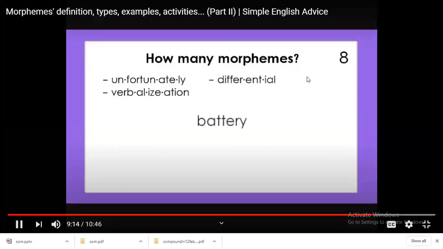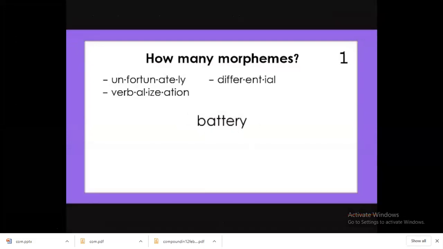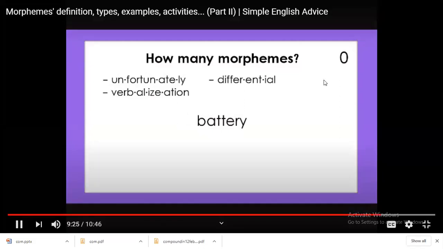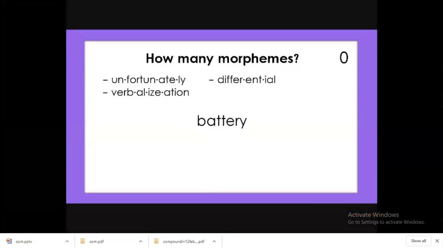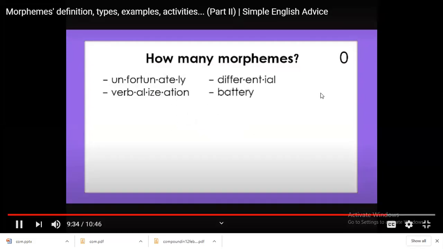Ready for the next word? And go. How many? Time's up. So this word, battery, was difficult for you because it has only 1 morpheme. It is battery. That's the morpheme. Ready for the following word? And go.